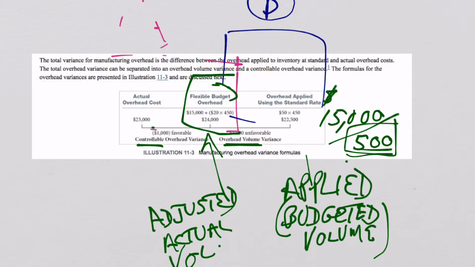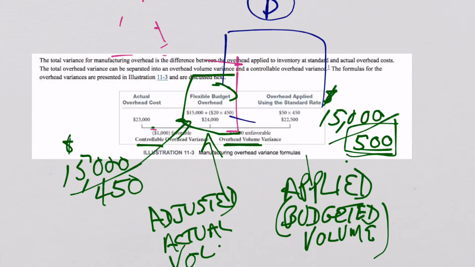So the flexible budget is just saying, well, what should it have been if the volume would have been adjusted? Here, this is adjusted where you take the same 15,000 fixed overhead amount and divide it by 450. So in that case, the amount per unit is greater than it was over here. So the applied per unit at the volume of 450 will actually be a higher number compared to the amount when you have a higher amount of volume.